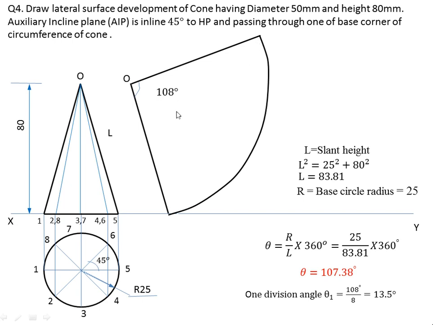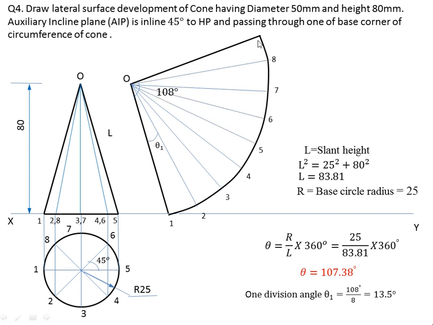Now divide this sector into 8 equal parts. So 108 divided by 8 is equal to 13.5, which is nothing but the one division angle, that is theta 1. So here theta 1 I have marked at an angle 13.5. Then take 1 to 2 distance in compass and start marking 3, 4, 5, 6, 7, 8, and this is 1. So in this way we get the different generators O28, O27, O26. We get all the generators.